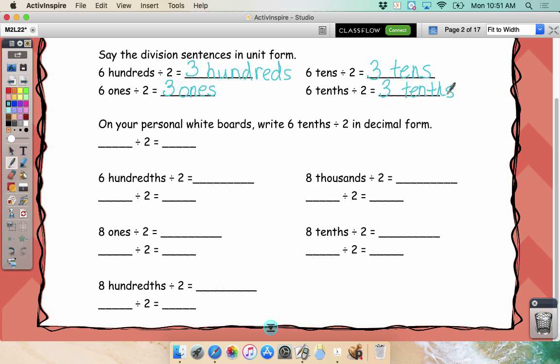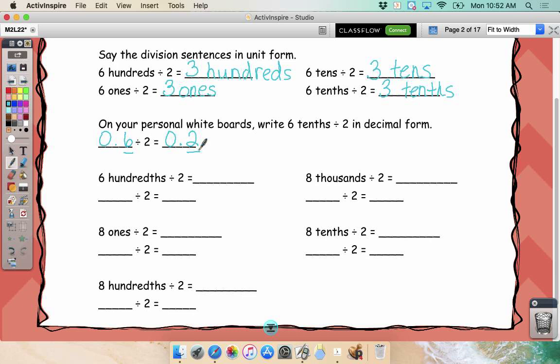Okay? Now, what if I take 6 tenths divided by 2 and I write it in standard form? How would I write 6 tenths? 0.6. And then I know that if I divide by a whole number, I'm going to have one digit behind the decimal. Just like we do when we multiply. Okay? Now, this only works when it's a whole number.